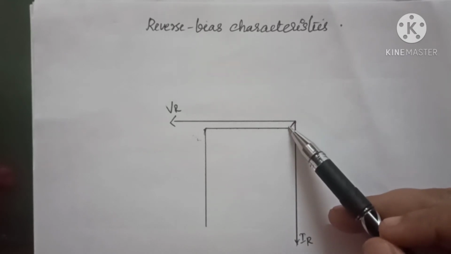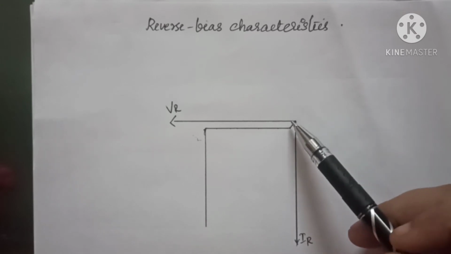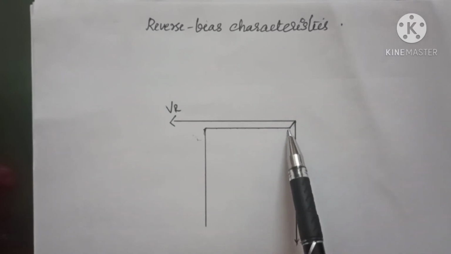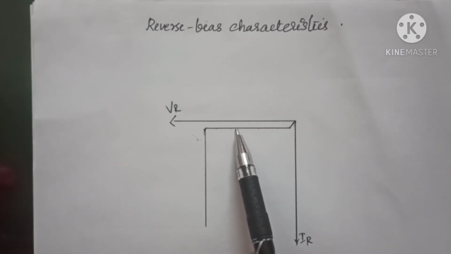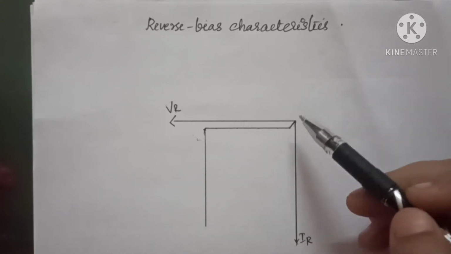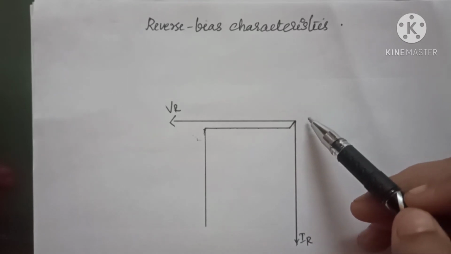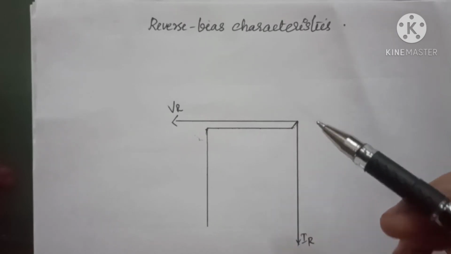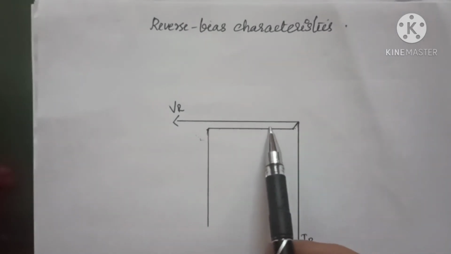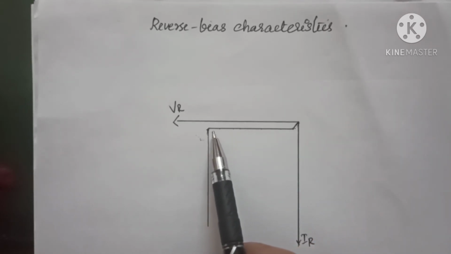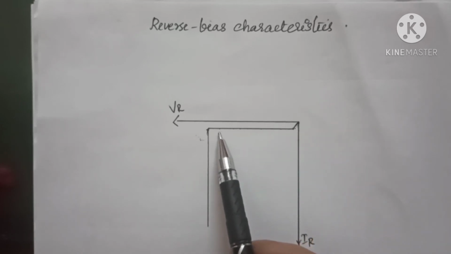So the reverse current increases and it reaches a particular point. Clear? When the reverse voltage is further increased, you can see the reverse current will remain constant up to a certain critical value of VR. Understood? First, the value of VR is increased. At that time, you can see there is a small increase in IR. Now, up to a certain value of VR, the value of the current will remain constant. The reverse current remains constant.